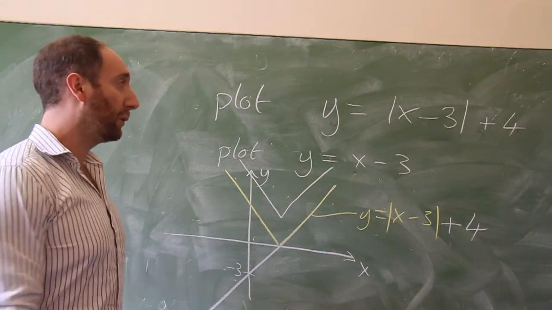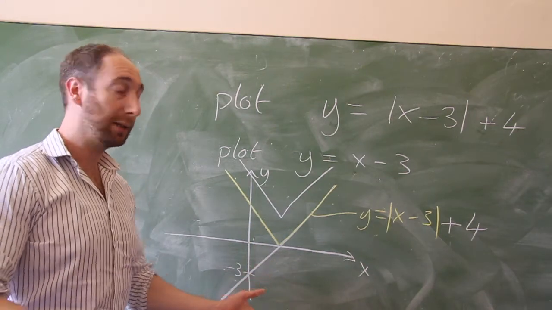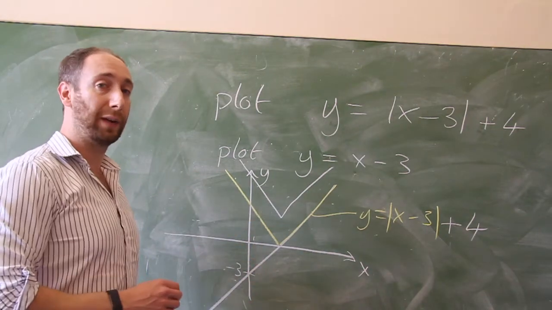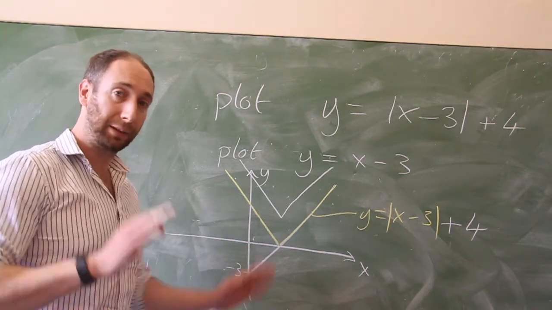So generally when you want to plot anything with an absolute value, be it a simple linear function like this or a quadratic, plot the function without the absolute value first, and then see what the absolute value does to your function. Okay, I'll leave it there.